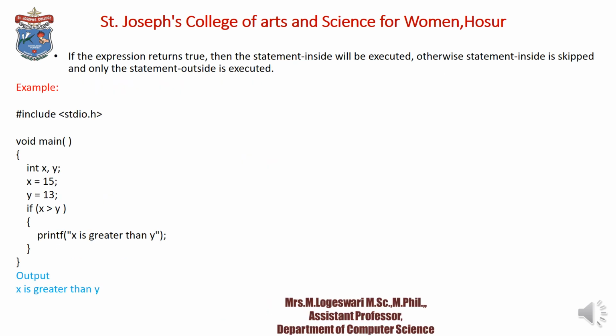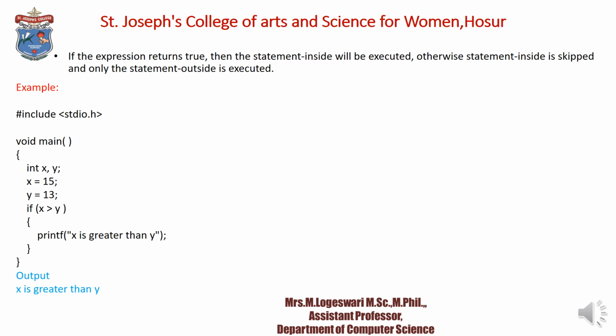Example program for the simple if. Starting from the main function, it gets two values, x equal to 15, y equal to 13. So 15 is initialized to x, 13 is initialized to y. What is the syntax for simple if? if the expression is x greater than y. So 15 greater than 13, this condition is true, so it moves to the inside of the statement.